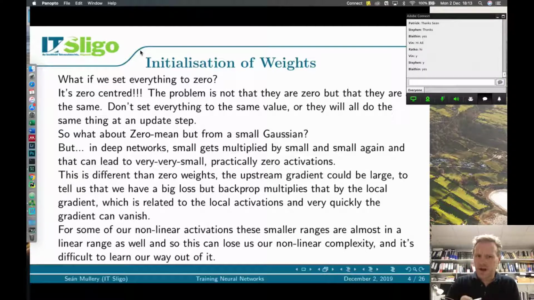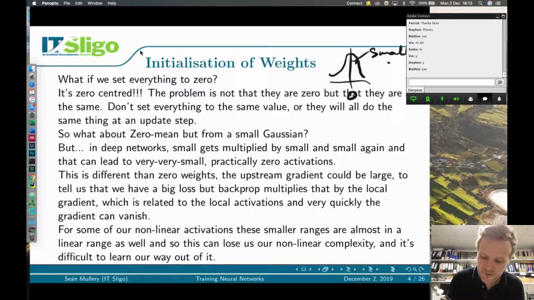So what about the idea of using a 0 mean but from a small Gaussian? I'll maybe just draw this. In every direction you use a Gaussian with a 0 mean and a small standard deviation, so small SD. What about that idea?